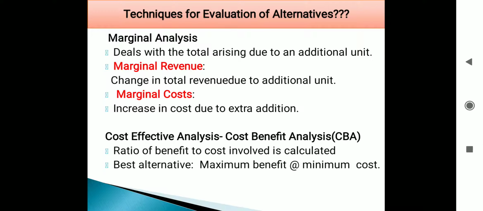Similarly, we have cost-effective analysis or cost-benefit analysis, in short CBA, in which a ratio of benefit to cost involved is calculated. Always the best alternative solution is maximum benefit at minimum cost.